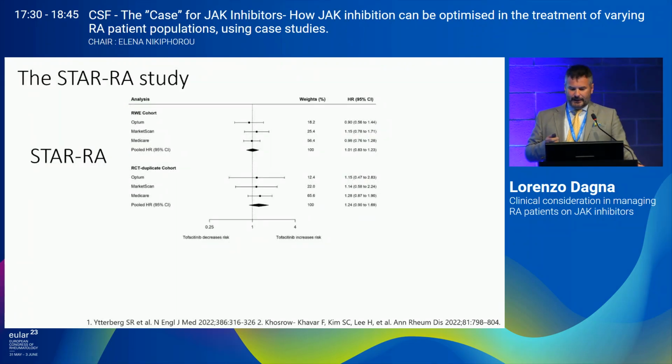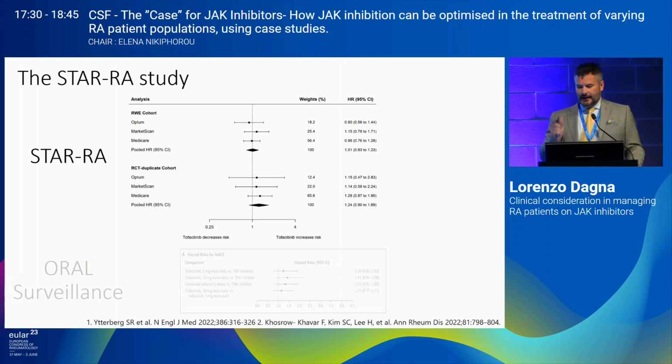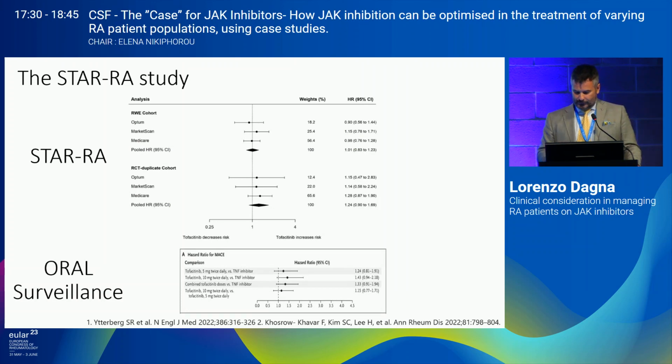And if we take a look at that, we see that in the real-world cohort, there's definitely no signal about risk of cardiovascular mortality in those patients. But if you take a look at the randomized controlled trial, the oral surveillance study cohort, there's a signal, which is not statistically significant, but there's a signal. And if you look at the distribution of this, the pooled HR down there, and the finding from the oral surveillance, they are more or less superimposable.